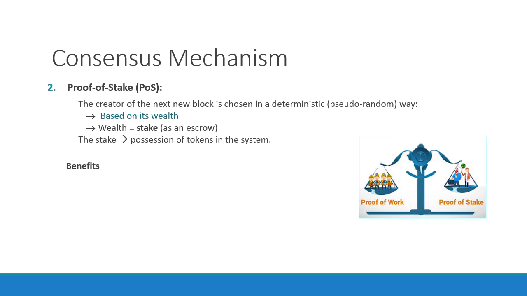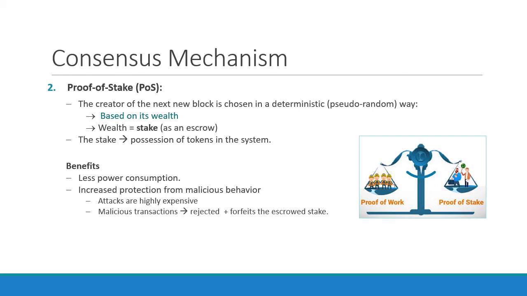What are the benefits? Number one, less power consumption. Also, increased protection from malicious behavior in the network, since attacks are highly expensive, as the attackers need more than half of the stake to be able to maintain the longest chain and manipulate the blockchain. Malicious transactions are also reduced, where the network rejects the transaction and forfeits the escrowed stake.